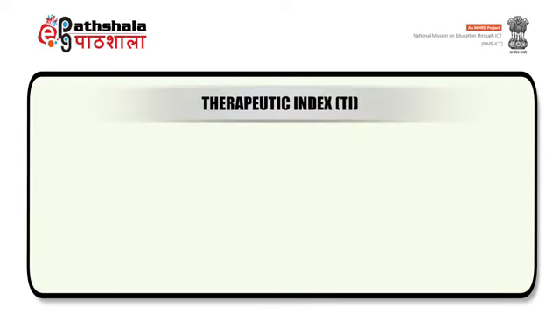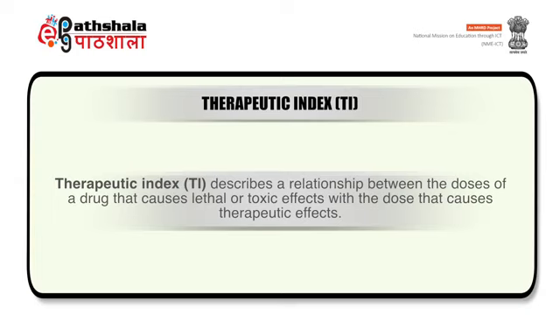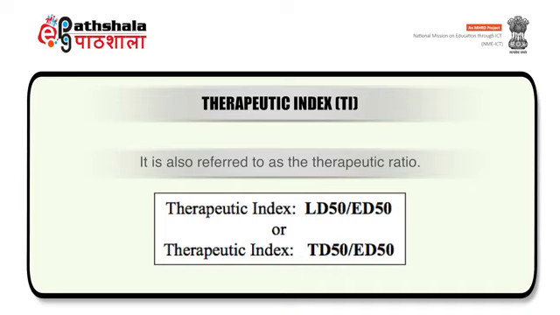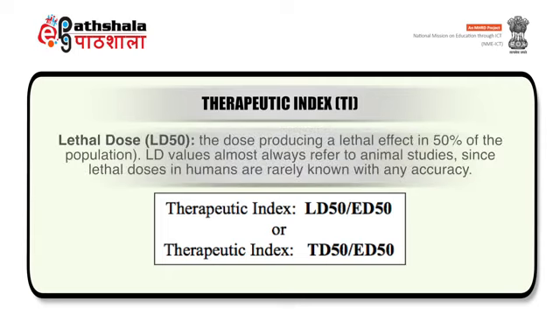What is therapeutic index? It describes a relationship between the doses of a drug that causes lethal or toxic effects with the doses that cause therapeutic effect. It is also referred to as therapeutic ratio. Therapeutic index is measured by dividing lethal dose 50 by effective dose 50. Lethal dose 50 is the dose producing lethal effect in 50% of the population. LD values almost always refer to animal studies since lethal doses in humans are rarely known.